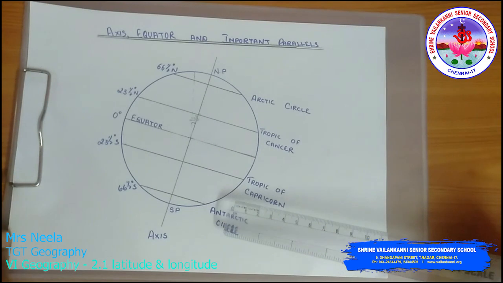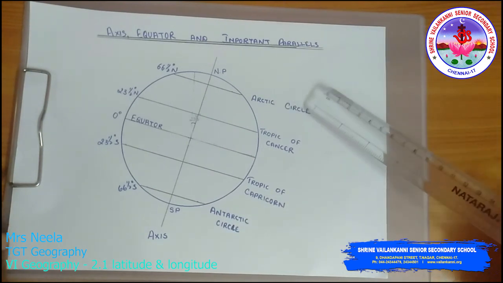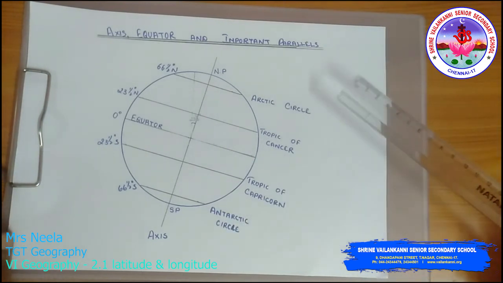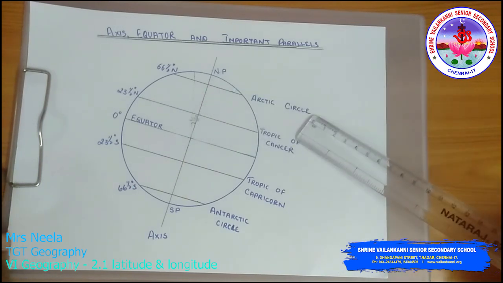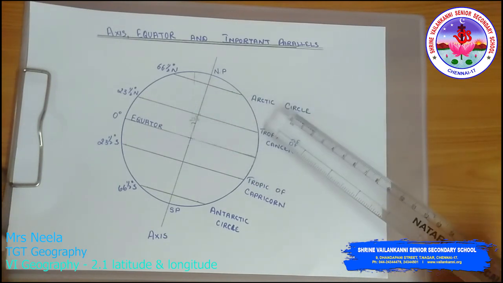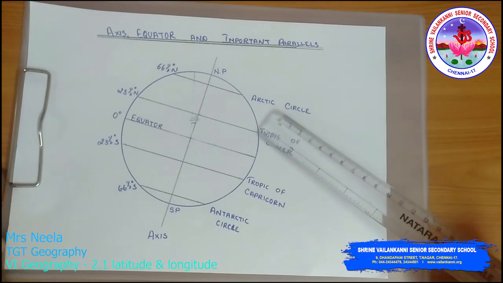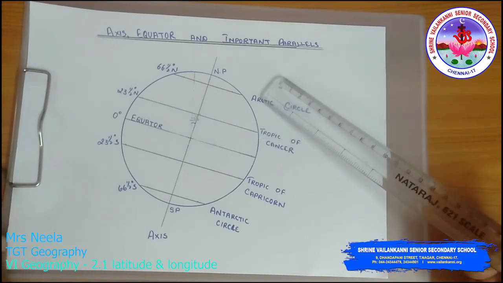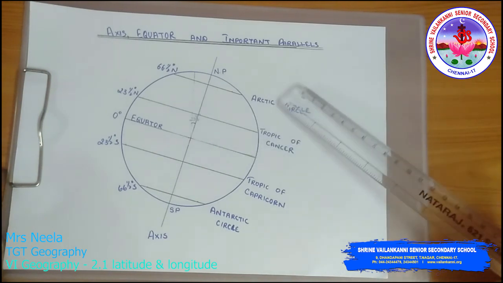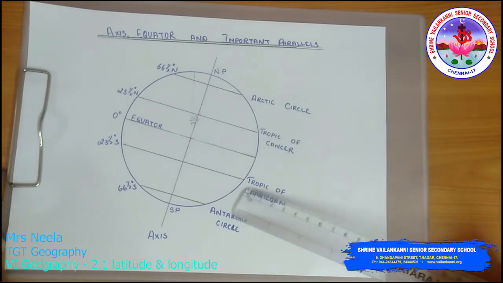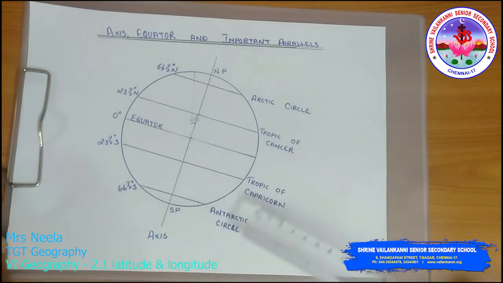After marking the degrees, I mention the names of these latitudes. This line 23.5 degree to the north is called the Tropic of Cancer. That means from the equator it is 23.5 degree at an angular distance. Same way 66.5 angular distance from the equator is the Arctic Circle. Same way in the southern hemisphere 23.5 degree to the south is the Tropic of Capricorn and 66.5 degree to the south is the Antarctic Circle.